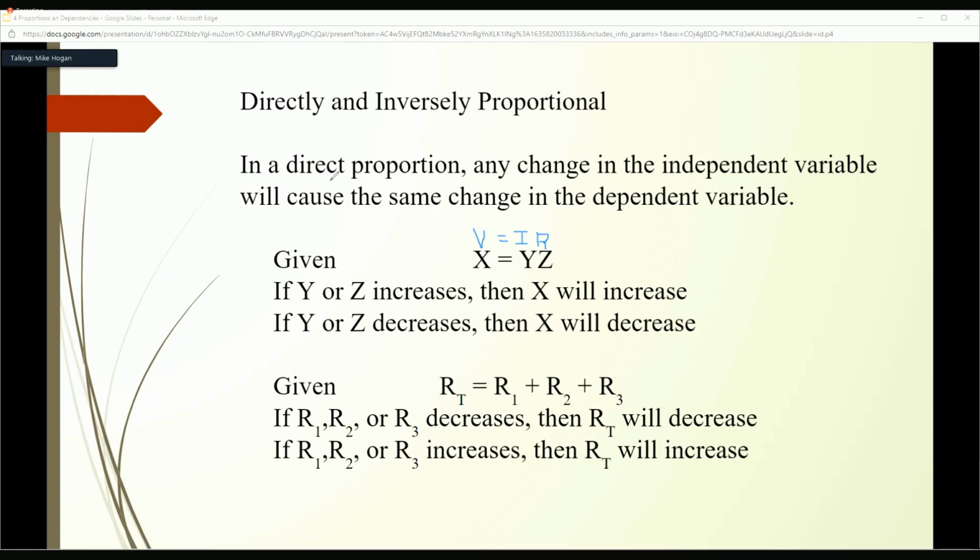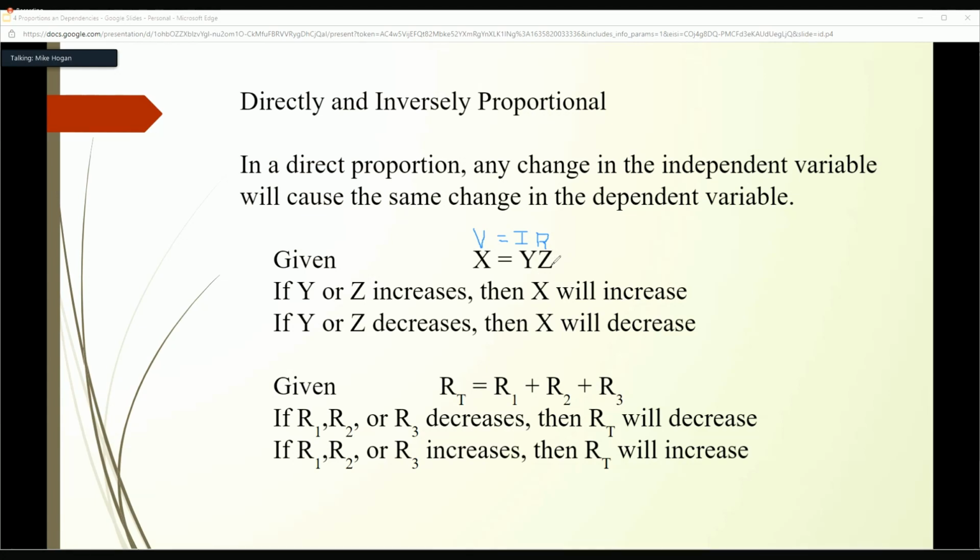Now, another way I can write that formula is I can change this formula around and solve it for current, right? Right now it's solved for voltage. Voltage is equal to current times resistance. If I solve it for current, I would do that by dividing both sides by R, right?